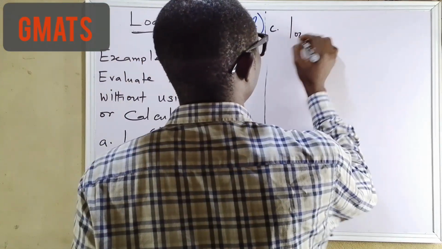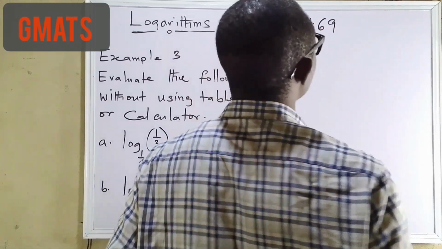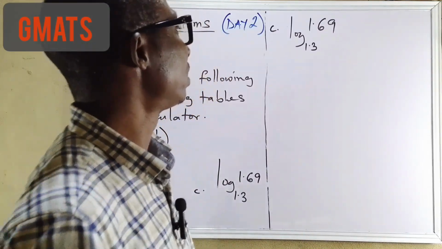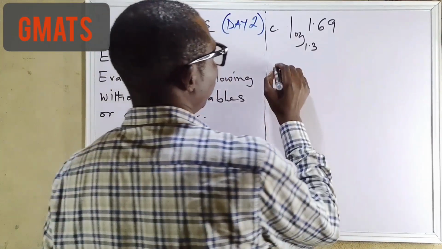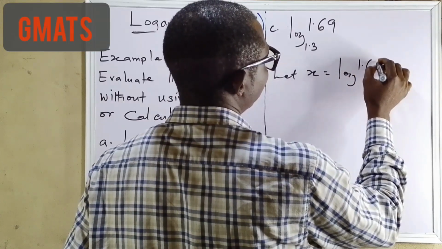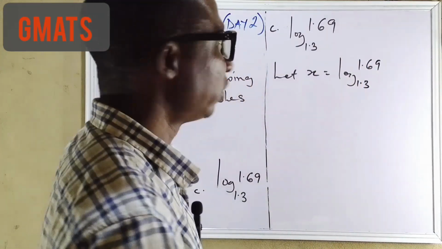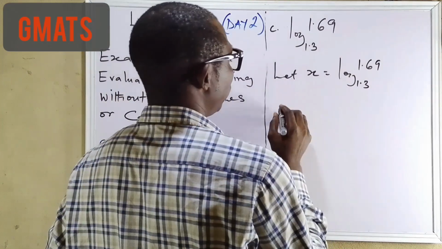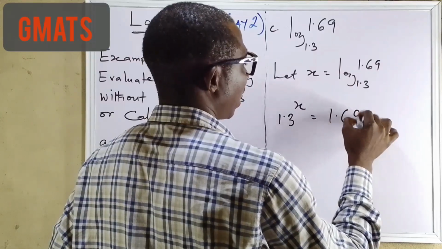We have log of 1.69 base 1.3. Now let's solve the third question. Log of 1.69 base 1.3. Now the first thing is to assume that x equals log of 1.69 base 1.3. Alright, so this is a logarithmic equation. We change to indicial equation. So this base comes here, so we have 1.3 raised to the power of x equals 1.69.